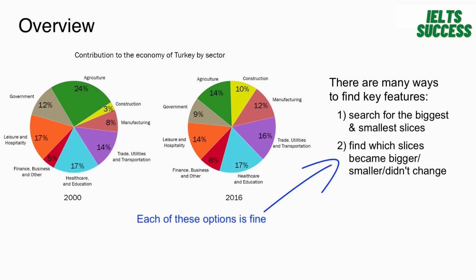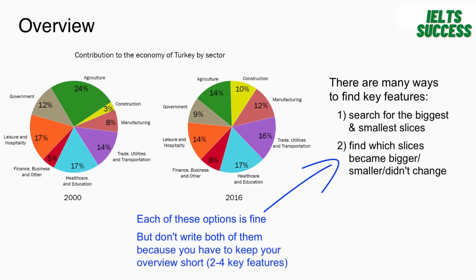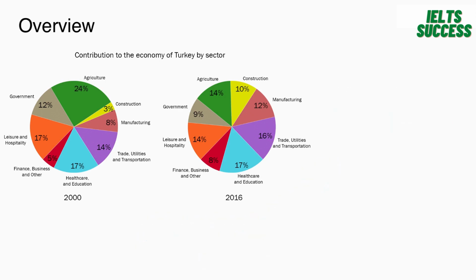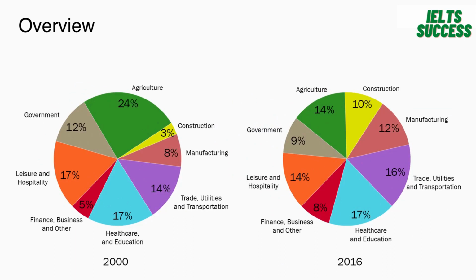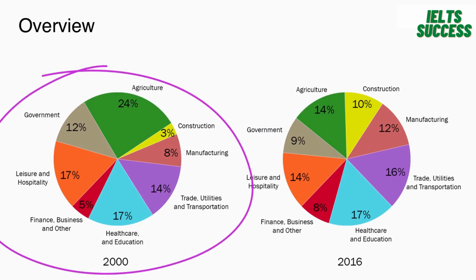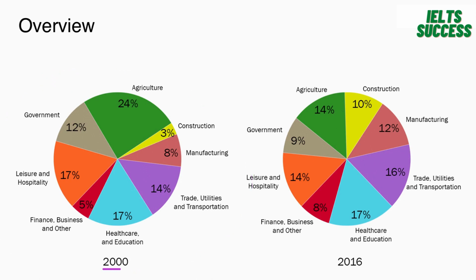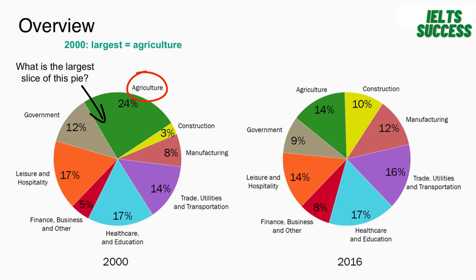Each of these options is fine, but do not write both of them, because you have to keep your overview short. So I've decided to focus on the first option. Now let's look at each pie chart and find the key features. Our first pie chart depicts year 2000. What is the largest slice of this pie? Well, clearly it's agriculture. This means that agriculture was the biggest part of Turkey's economy in the year 2000.